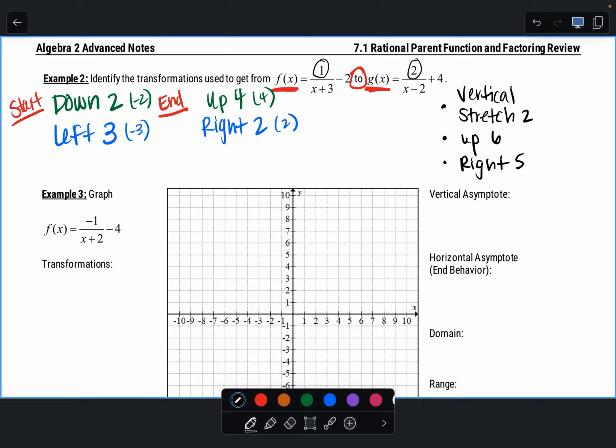Yes, Jaden? Where do you get the 0 from? Is there a b term? So there's 0x, which is why we fill in 0.